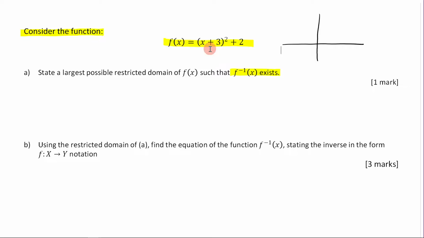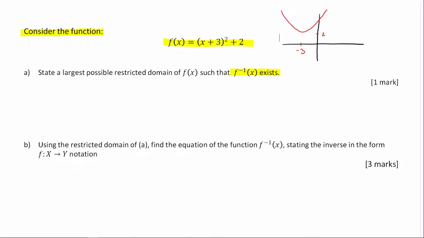We should be able to recognize that this is a quadratic in turning point form, meaning that it's been shifted 3 to the left and 2 up. So it's going 3 this way, and 2 up. It looks like that. That is what the graph looks like. You need to immediately be able to recognize that.